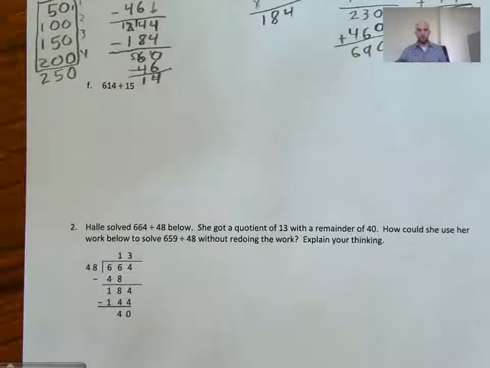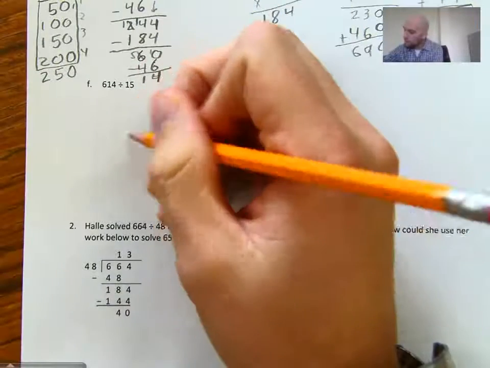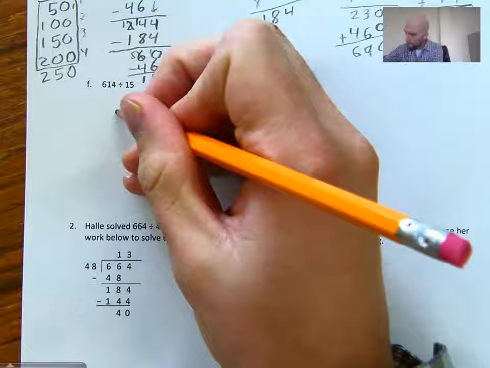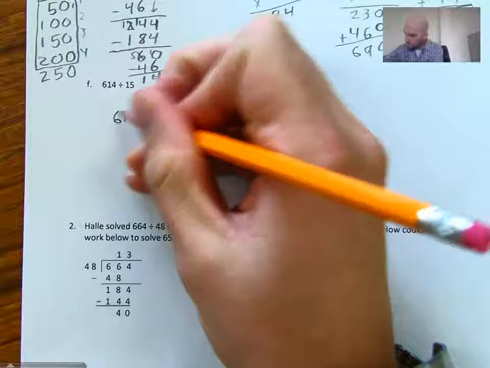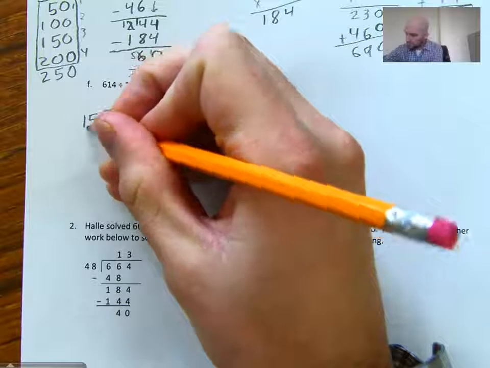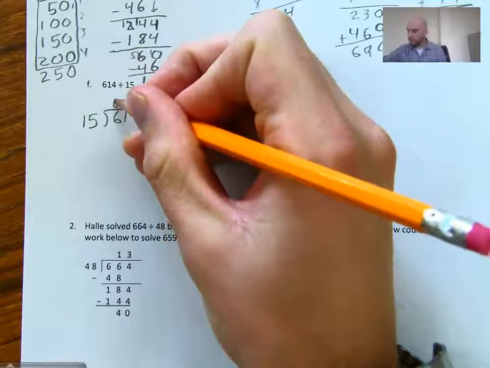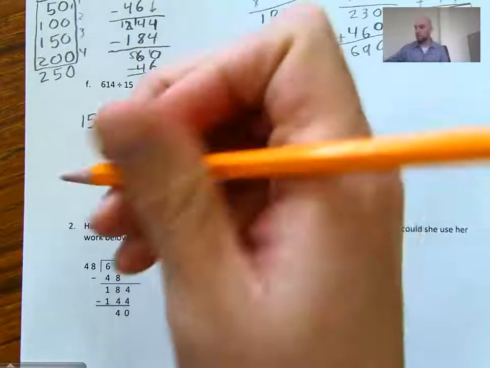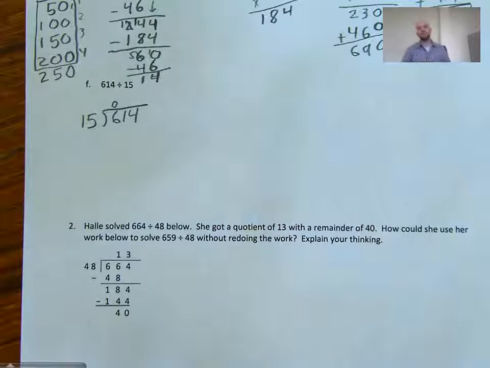Let's try one more here. 614 divided by 15. 15 does not go into 6, but it does go into 61. I don't mind skip counting by 15, so I might not round this one. You could if you wanted to.